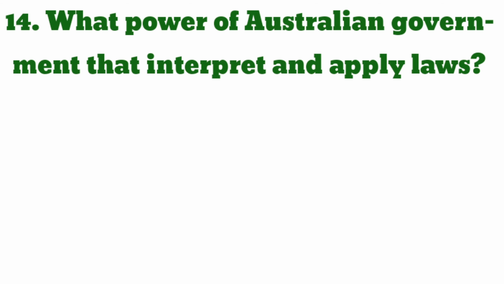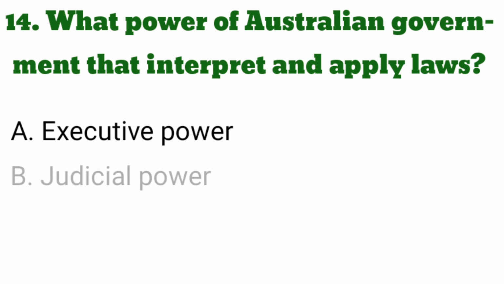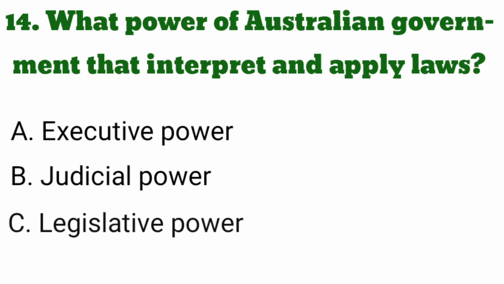Number 14. What power of the Australian Government interprets and applies laws? Letter A, Executive power. Letter B, Judicial power. Letter C, Legislative power. The answer is letter B, Judicial power.